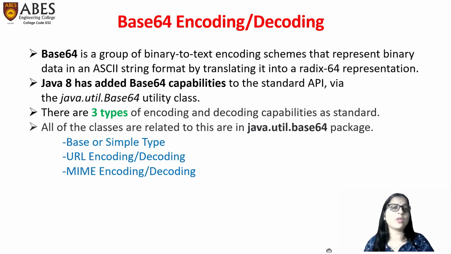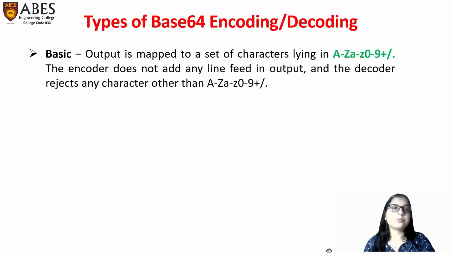So there are three ways you can perform encoding and decoding. Basic or simple type encoding and decoding. Then the second one is URL encoding and decoding. And then the third one is MIME encoding and decoding.